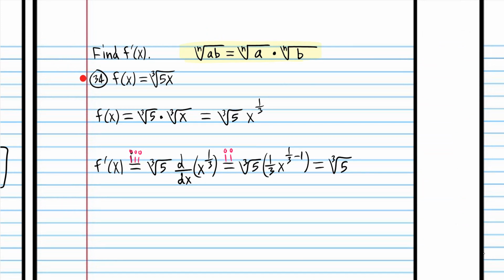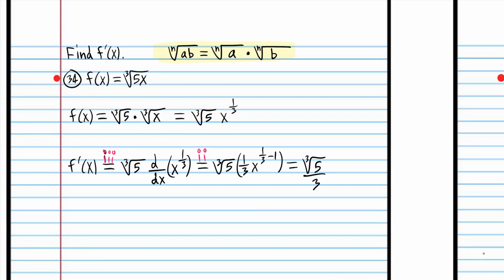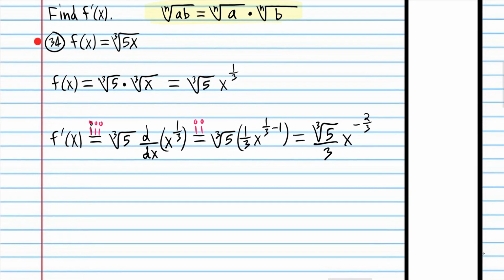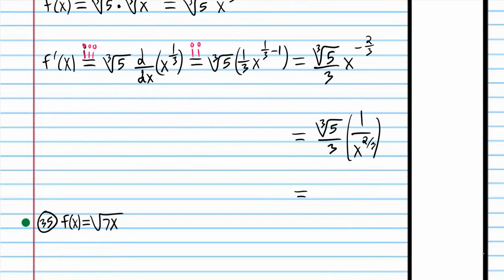cube root of 5 over 3. If we multiply those together, 1/3 times the cube root of 5 times x to the negative 2/3 power. 1/3 minus 1 is negative 2/3. But we're not allowed to leave our exponent as a negative fraction. First we'll deal with the negative part of the exponent. We'll bring it down. And then we'll deal with the fraction part of the exponent. We'll change it to 1 over the cube root of x squared.